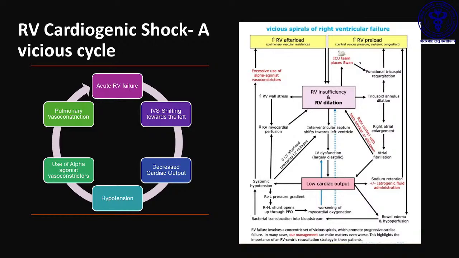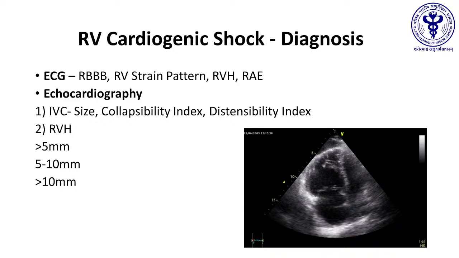So again, what Sir also meant, we need to have an RV-centric management. If we know that we are dealing with an RV failure, the management approach changes a lot. This is known as the RV-centric resuscitation strategy. So I'll be mainly covering RV cardiogenic shock, and about the left ventricle, the valvular heart diseases and cardiomyopathy, we are managing pretty well. There's nothing much to do over there apart from temporary mechanical circulation.